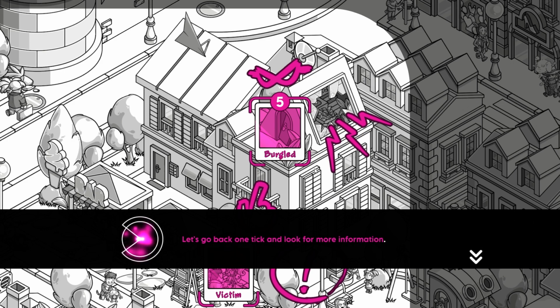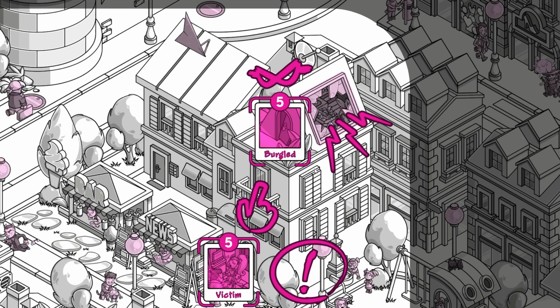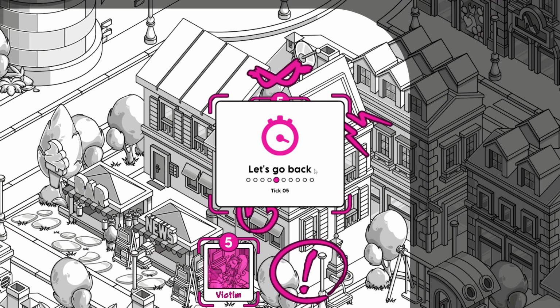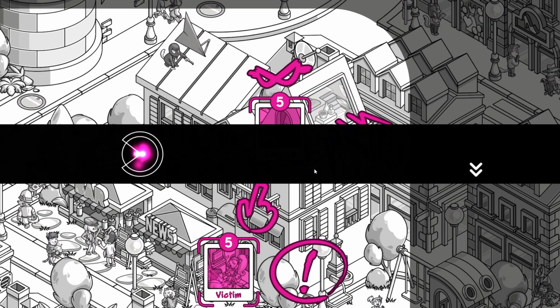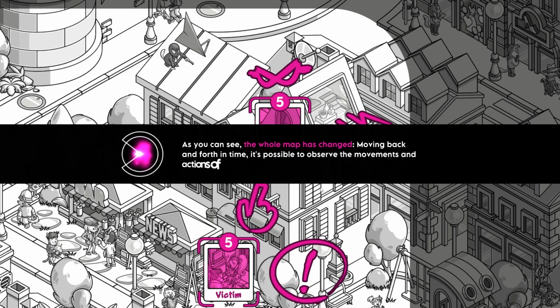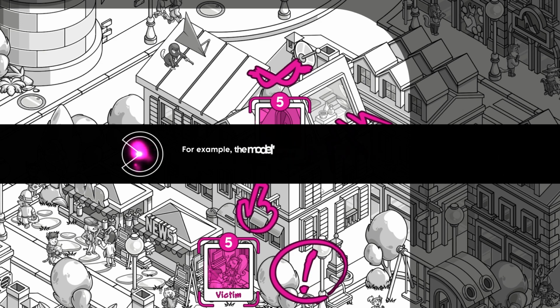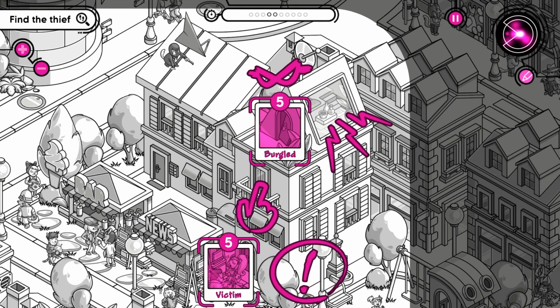Let's go back one tick and look for more information. Done. Now we've gone back in time. As you can see, the whole map has changed. Moving back and forth, it's possible to observe the movements and actions of the city's inhabitants. For example, the model's apartment is still intact. The thief hasn't entered it yet. Let's take a look. The thief is bound to be nearby.